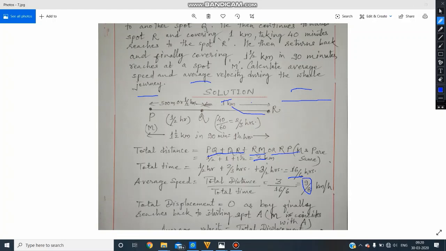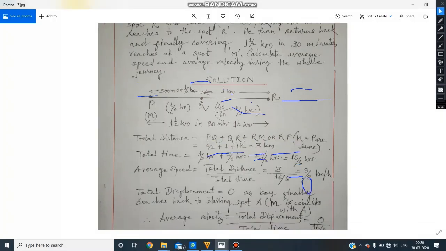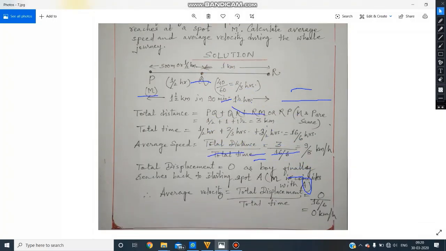On the other hand, total displacement will be 0, as finally we have discussed, he is coming back to the original point. So accordingly, applying the formula of average velocity, as total displacement is 0, the average velocity will also be equal to 0. So this is how we calculate average speed and average velocity in a given situation.